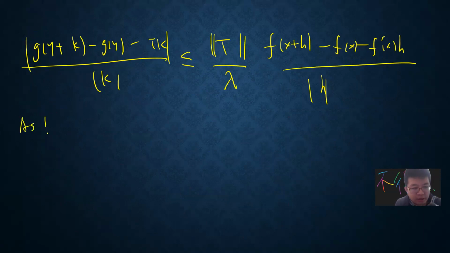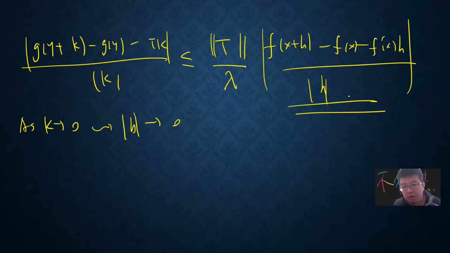Okay, so let's take k to be 0. What does k being 0 mean? It means that h is 0, because h is bounded by k, so h goes to 0. But as h goes to 0, this limit exists. By definition, because f prime, the differentiation, is continuous.